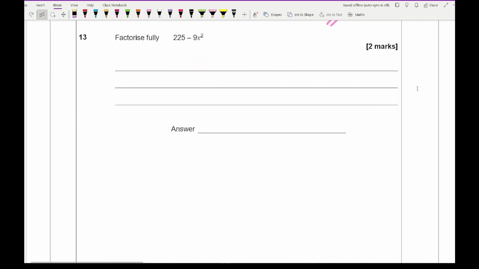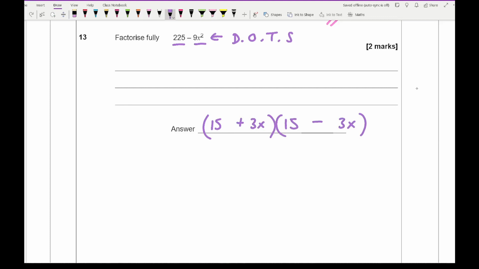Moving on to question 13. It says factorize fully. So this again is a difference of two squares question. So if I set my double bracket, what squared gives us 225? Well, that's going to be 15. And what squared gives us 9x squared? Well, that's going to be 3x. And again, one's a plus, one's a minus, it doesn't matter which one goes first.